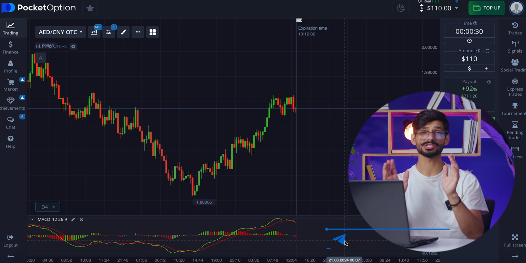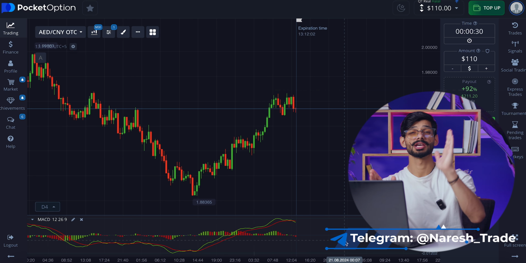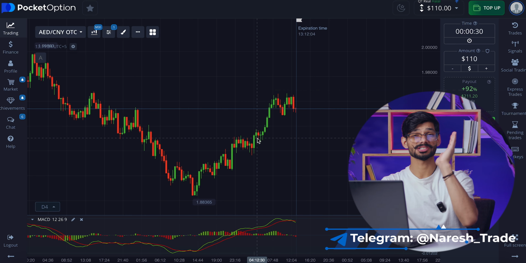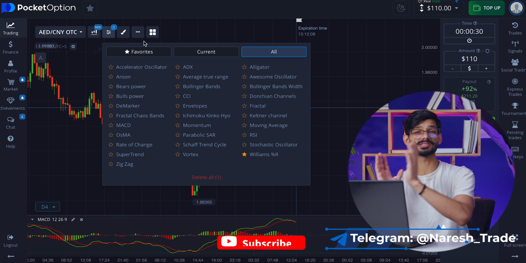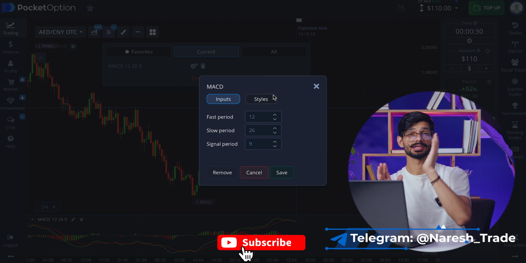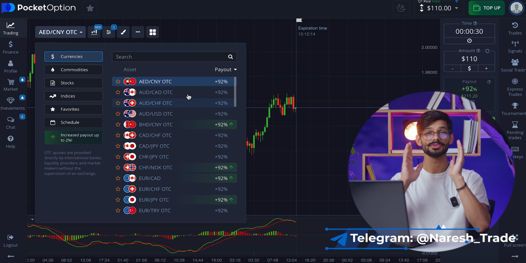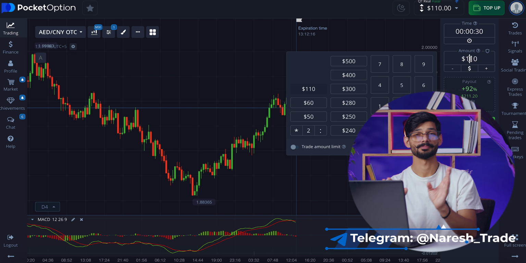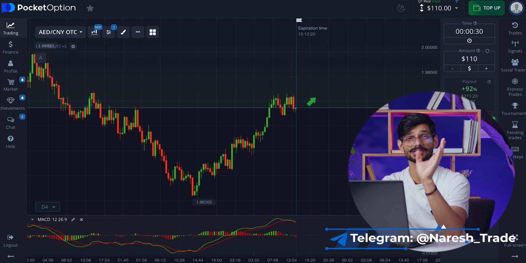Let's go. Before starting a trade transaction, you need to make some necessary settings. First, put the candle type on the chart and set the time frame to 30 minutes. Then turn on the MACD indicator. You can see the settings of this indicator on the screen. We set the currency pair AUD and CNY. The transaction time is only 30 seconds. Now let's move on to transactions.